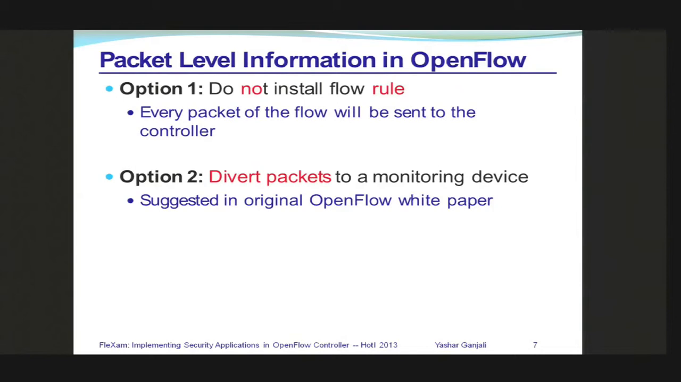The second option is to actually install rules that divert the traffic towards a specific device. Let's say you have a firewall box in your network, and you install rules that divert the traffic towards the firewall. Or you have a tapping system in place, you want to log things in your network. You specifically install rules that send traffic towards that specific machine in your network. Both of these options work, but they have their own limitations.